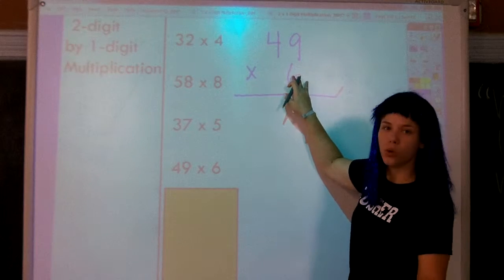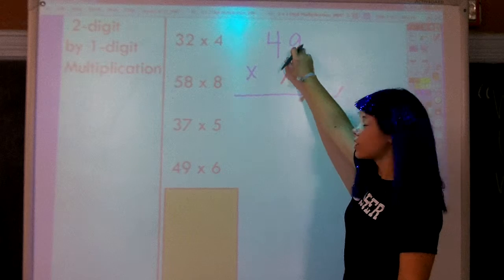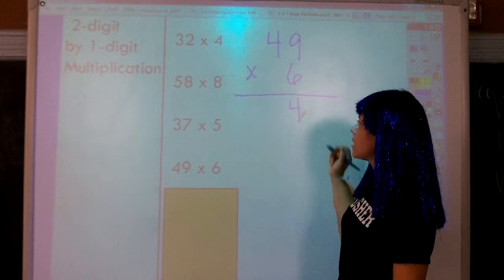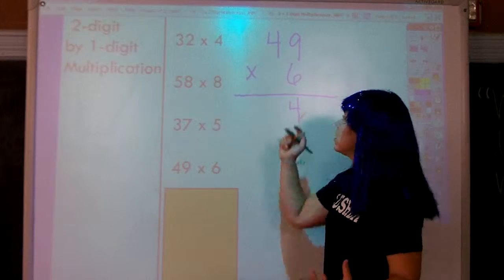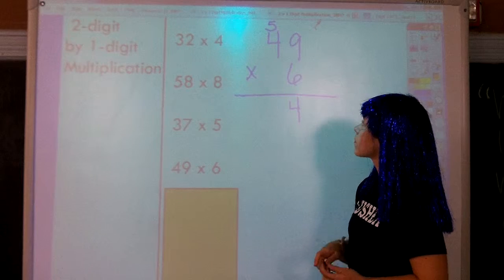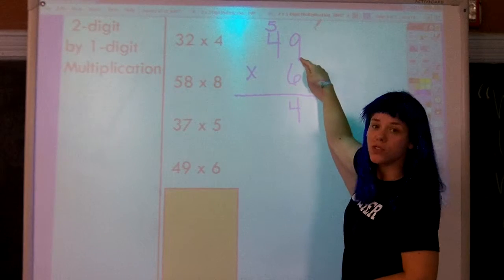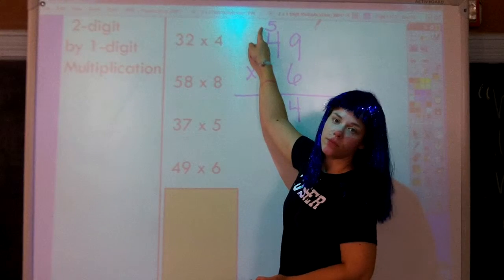Nine times 6, or 6 times 9, is 54. The number in the 1s place is the 4, so I write that down. And 50 is a group of 10, so I need to carry or regroup my 10s up here. 6 times 9 is 54. Write down your 1s, regroup your 10s.